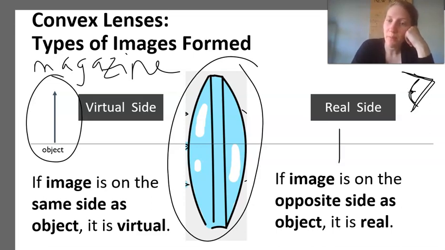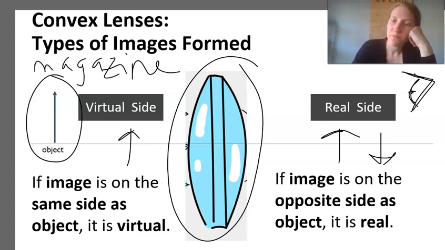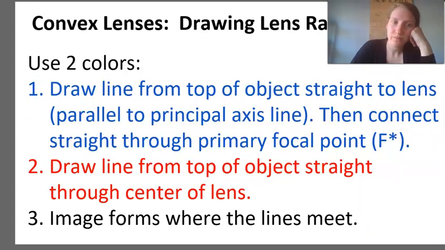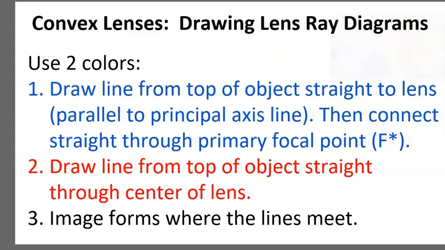Okay, if the image were to pop up on this side, up or down, then it'll be a real image, and if it pops up on this side, then it will be a virtual image. So if the image is on the same side as the object, then it's virtual. And if it's on the opposite side, or on the same side as the eyeball, as you, then it is real. So, drawing ray diagrams for a lens.